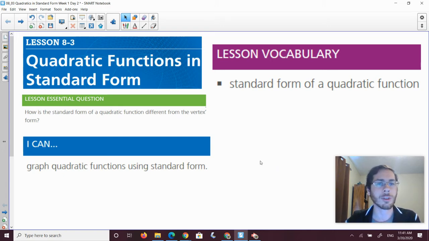So that's what we're going to learn about. We're going to learn about how it's different from vertex form. We're also going to graph using standard form, and the lesson vocab is only going to be standard form. The other thing that you might need is your notes. Other than that, we're going to give it a go.